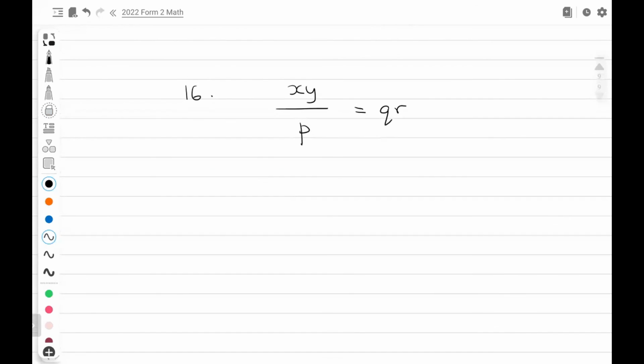Okay, anyone can guess first how to make p to be subject? Any smart idea here? How to make p to be subject in only one step? Just one step. Straight away make p to be subject. How? Anyone? P equal to q or no?